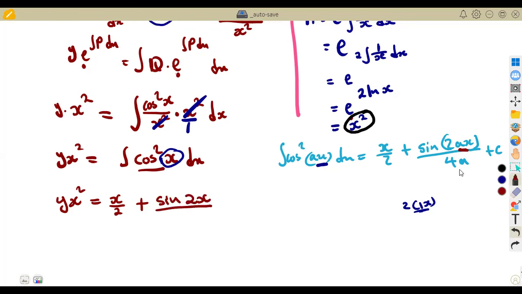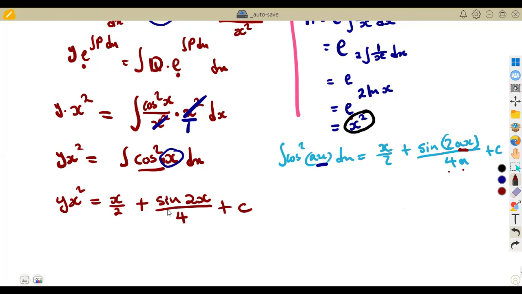Everything over 4 times a, our a is the coefficient of x, which is 1. So 4 times 1 is what? It's a 4. So that is what you're going to have. So you take the coefficient of x, a, is the coefficient here, the letter affecting x, meaning to say the number affecting x here is what? It's 1. That is your A. So that was going to be our final answer.